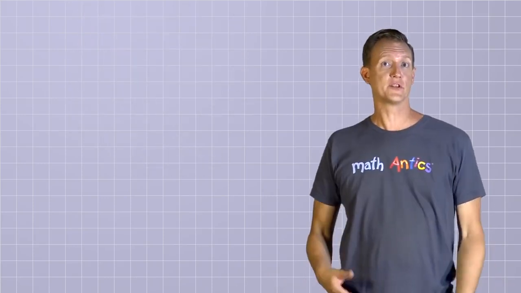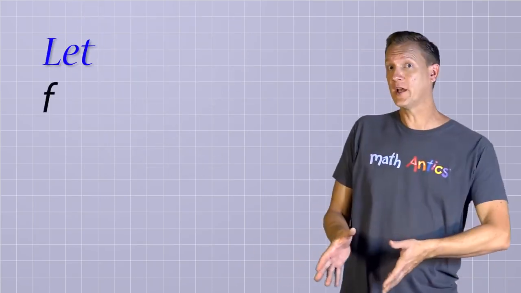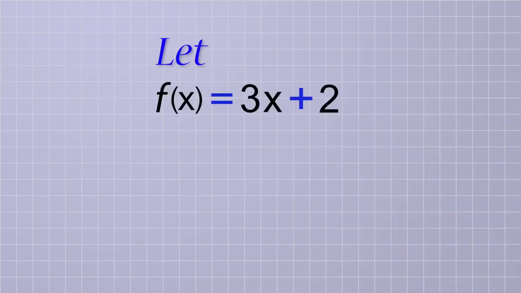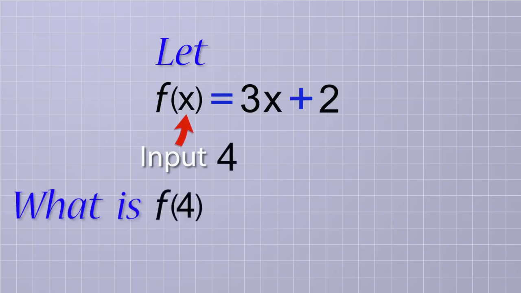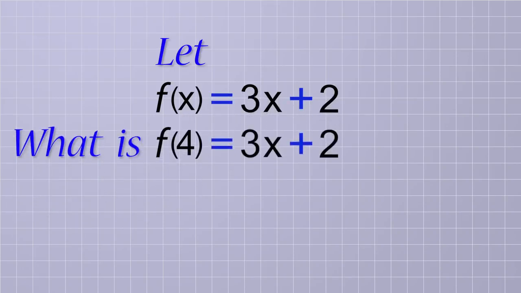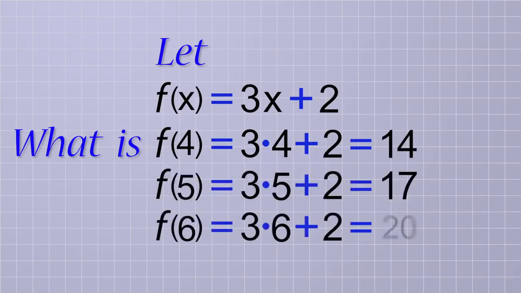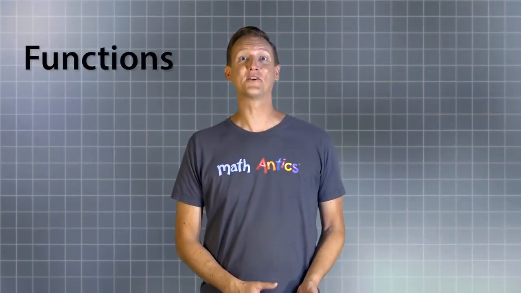For example, you could start off by saying, let the function f of x equal 3x plus 2. Then you could ask someone to evaluate the function for the input value 4 by saying, what is f of 4? That means you'll substitute a 4 in place of any x's that are in the function. For this function, that would mean f of 4 equals 14. And you could do this for other values too. F of 5 equals 17, and f of 6 equals 20. Pretty easy, huh?